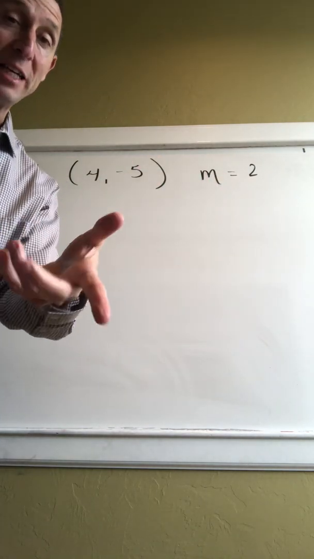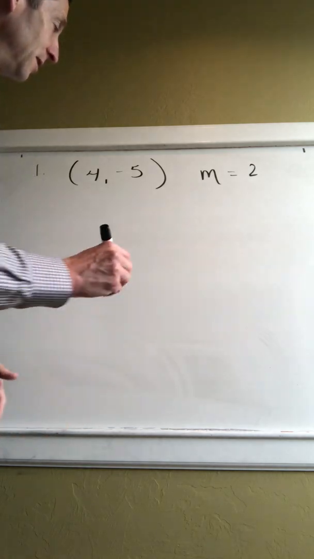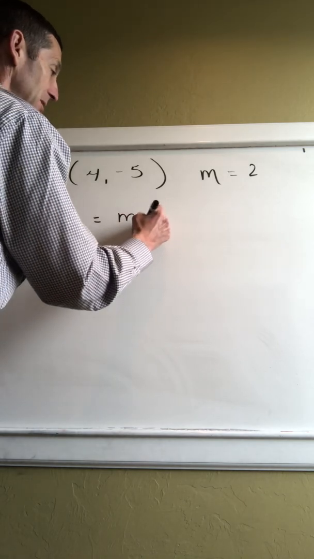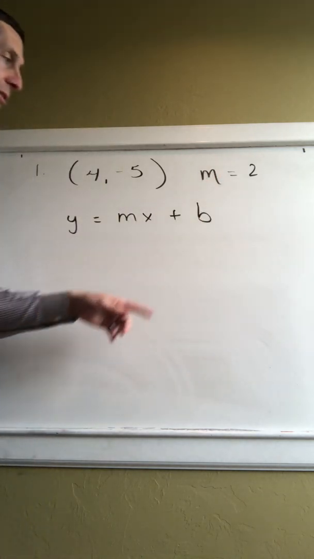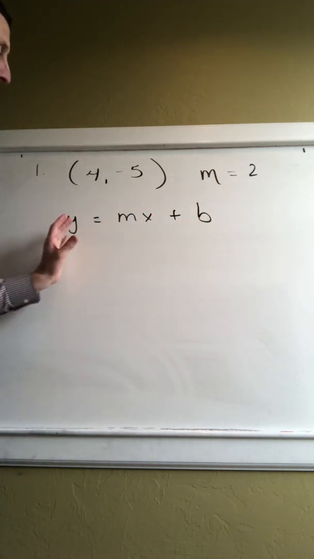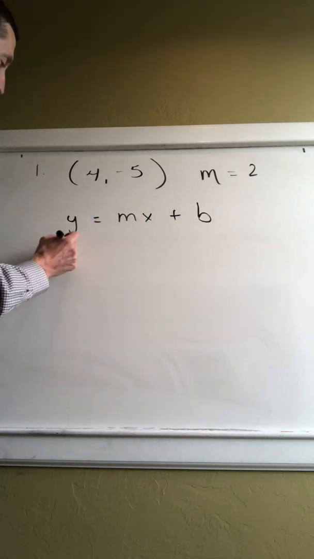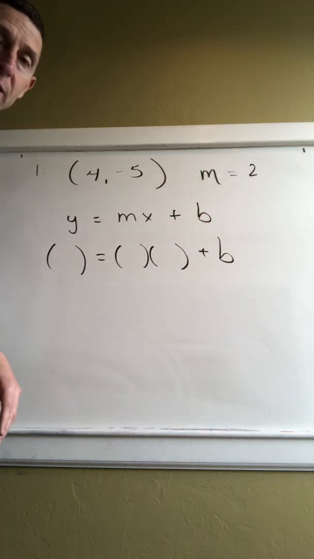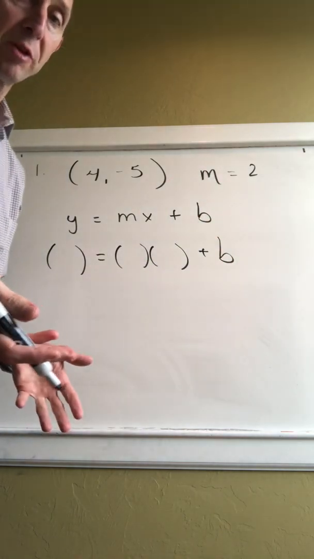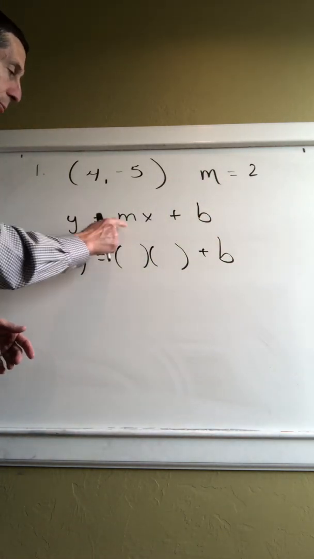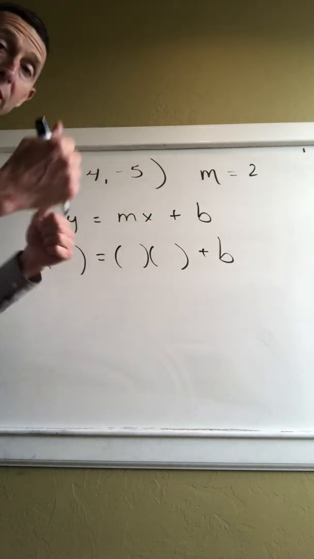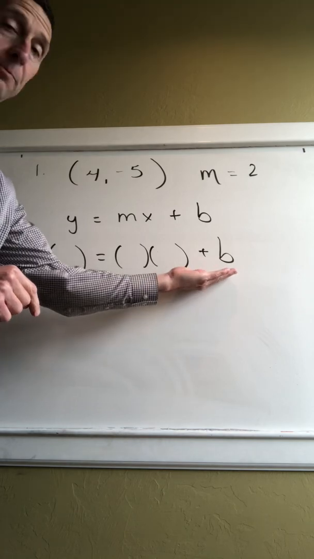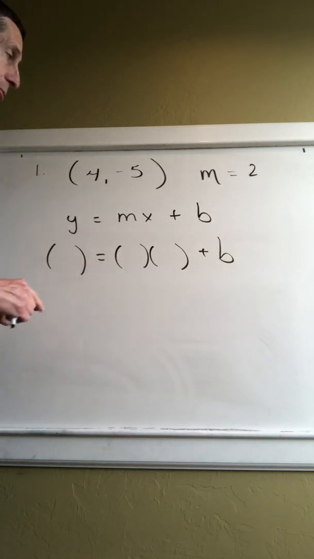Now you got to find b for y equals mx plus b. So your equation is what you're going to use. To find b, take all these other letters, open them up, and substitute numbers into those places. So we have a y, we have an m, we have an x. We're getting rid of those, and we're putting numbers in these spots. We're going to keep b as b.